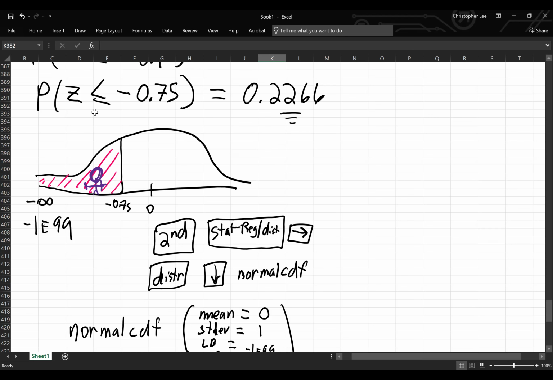So whatever's to the left is the upper bound or the lower bound? To the left is the lower bound, and then to the right is the upper bound for the calculator.